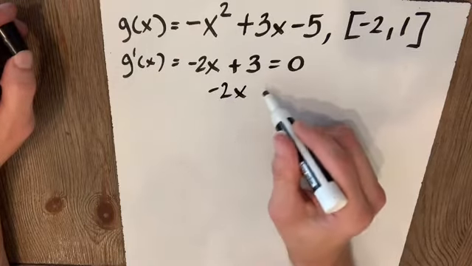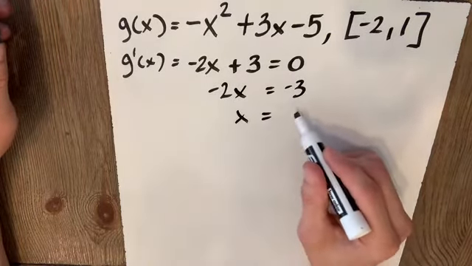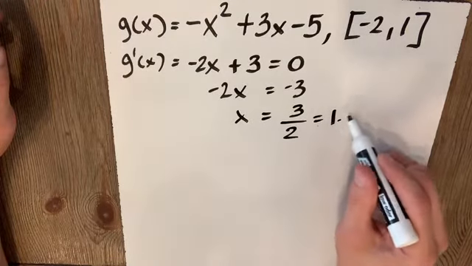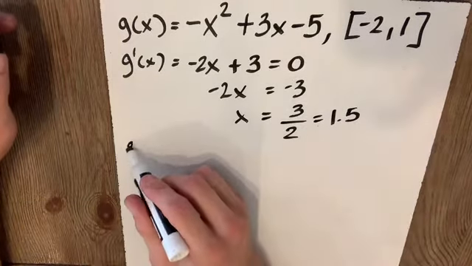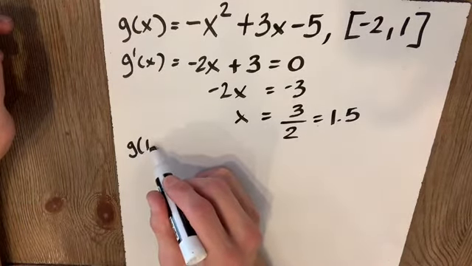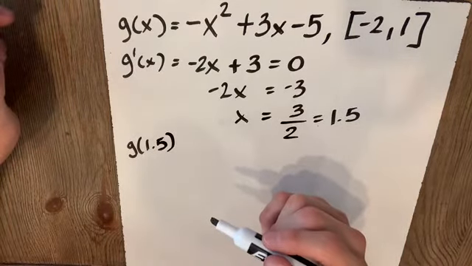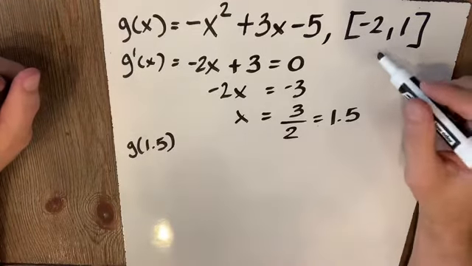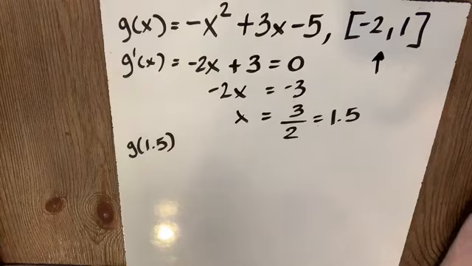Negative 2x equals negative 3 when I subtract 3 from both sides. So x is equal to negative 3 over negative 2, or 1.5. That's my critical value. So I want to find g of 1.5. And when I put those values in there, I realize, oh, that's out of the domain. Oh, Lordy. So I have no critical value.